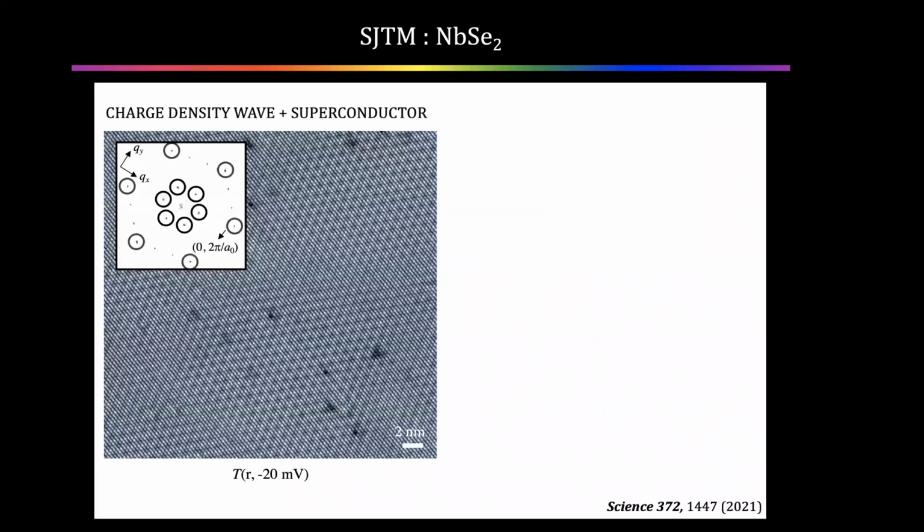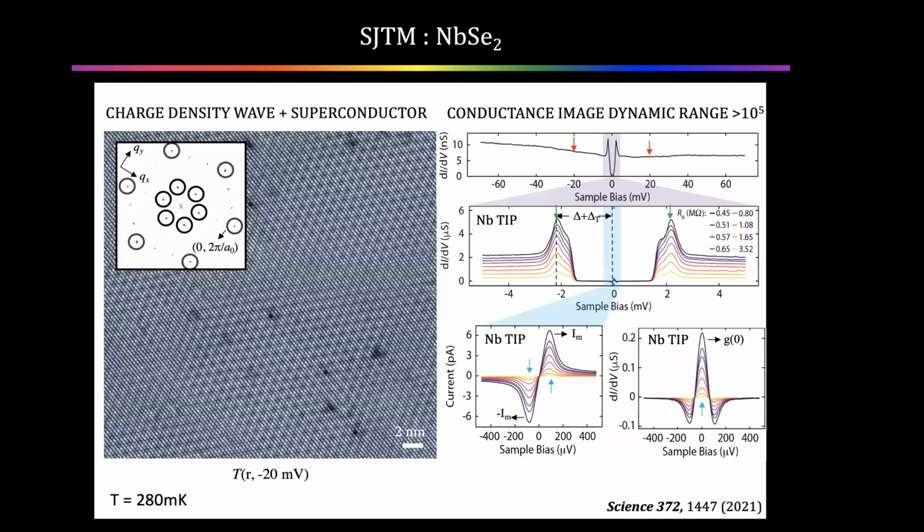Okay. So here's a picture of the surface of niobium diselenide. Each dot there is a selenium atom. And if you take the Fourier transform, you see the Bragg peaks of the crystal, and you see six more peaks. Those are the peaks associated with the density wave, which is a three-unit cell charge density wave. And these experiments are done well below 1 Kelvin, so the superconductivity is robust.